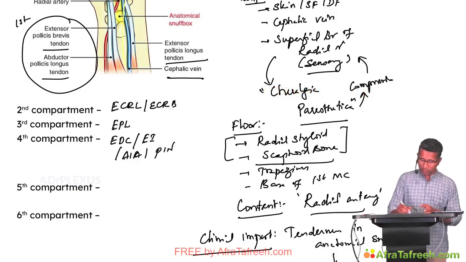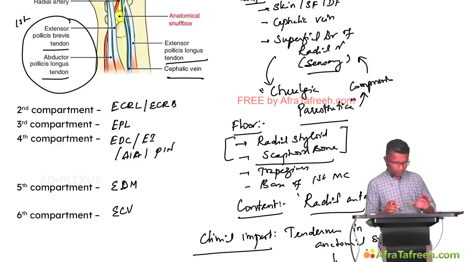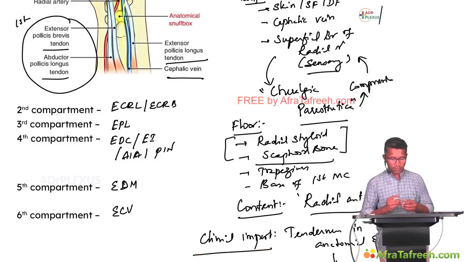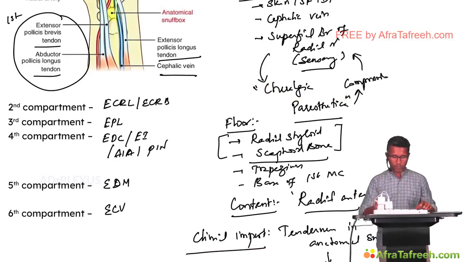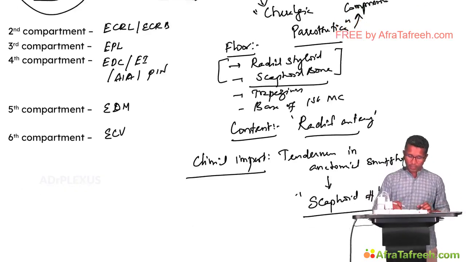And the fifth compartment contains the extensor digiti minimi, and extensor carpi ulnaris is in the sixth compartment. So this is just to fill up the blank space which is given here. Okay, so this is about the various parts of the extensor retinaculum.